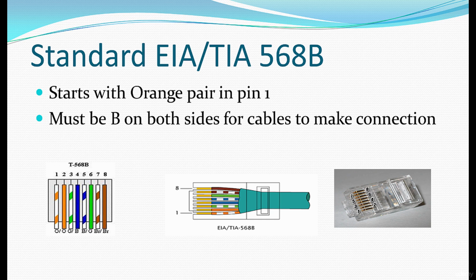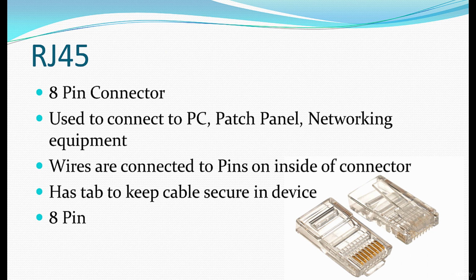Standard B starts with an orange pair in pin 1. That must be again B on both sides for cables to make a connection. On the left you'll see the pairs and the colors. In the middle you'll see what it looks like in an RJ45, and on the right you see an RJ45 connector. RJ45 connector is an 8-pin connector.